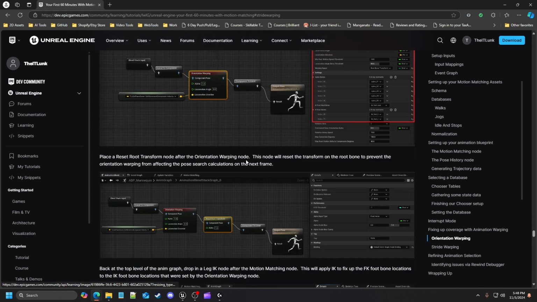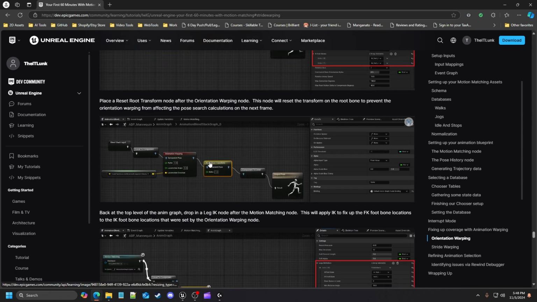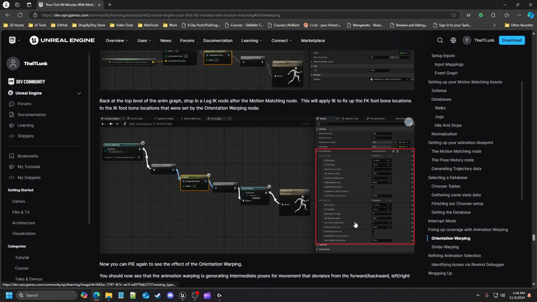But we're also going to be taking a brief look at the reset root node that they're going to have us input in there. And then finalizing some other stuff like doing the leg IK. But what I'll probably do for this one is I may not add this into this video. I guess I could probably do it in this video, with the leg IK and a simple explanation of what it does.